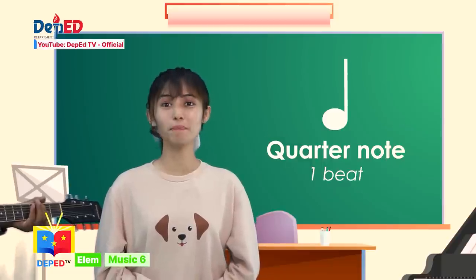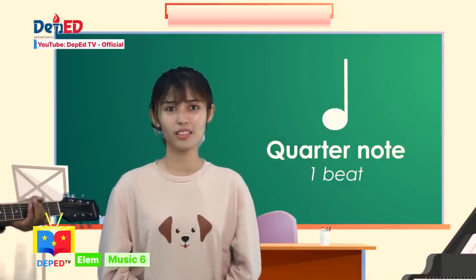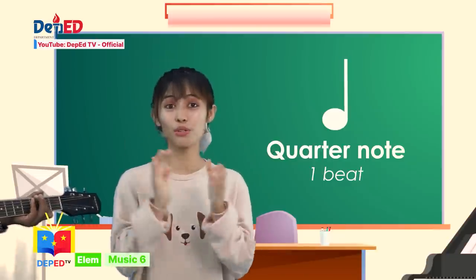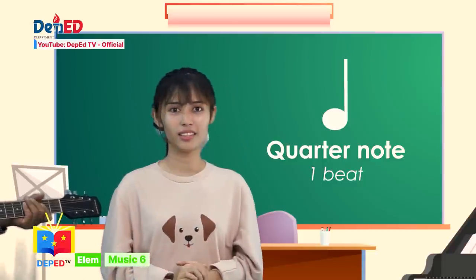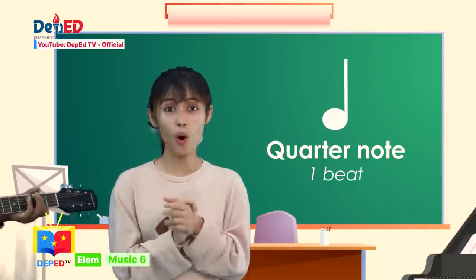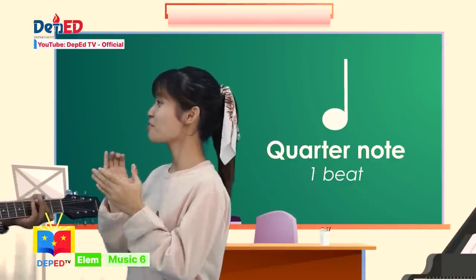Then we have quarter note, which has 1 beat. One clap is 1 count. 1, 2, 3, 4. Together now. 1, 2, 3, 4.